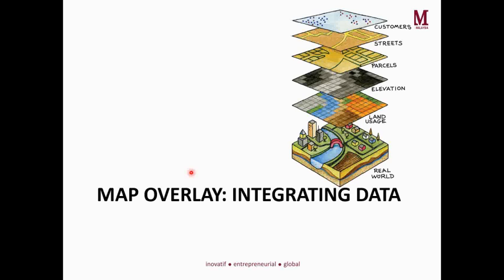So the next one is the map overlay. How are we going to overlay? For example, we have over here 1 2 3 4 5.